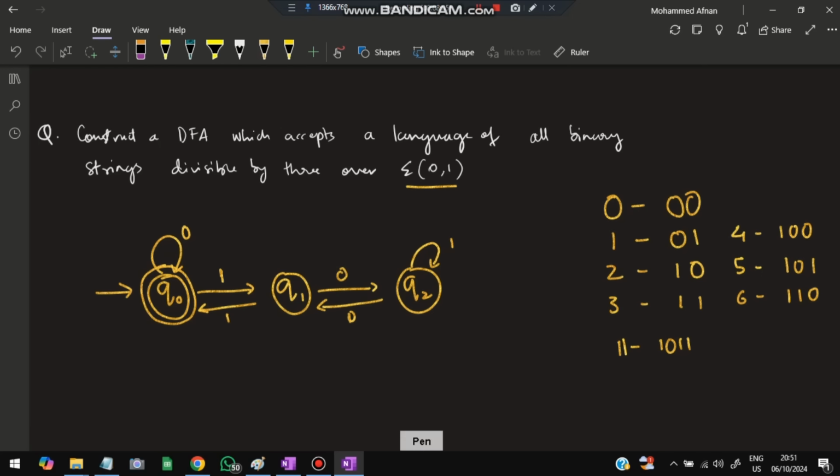Let's have a look. 11 means what should be the remainder? 11 mod 3, the remainder is 2, so it should come back to Q2. Let's have a look. 1011, so it came back here, right? So this works for all the values. We have to just consider the starting values, and it will work for all the multiples of such values.